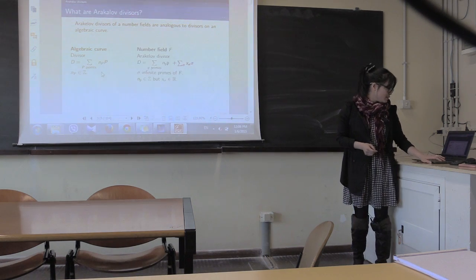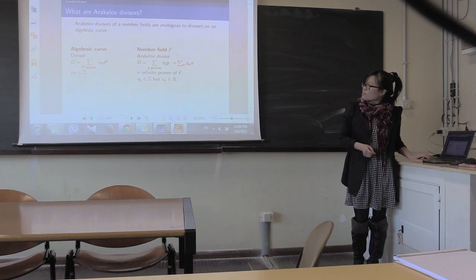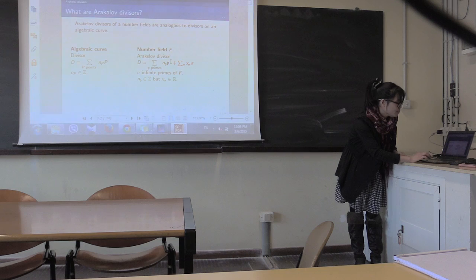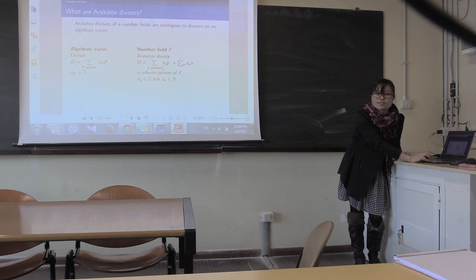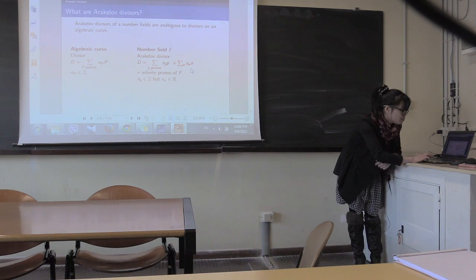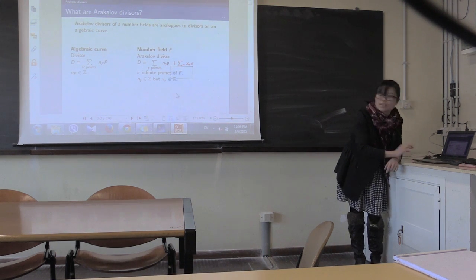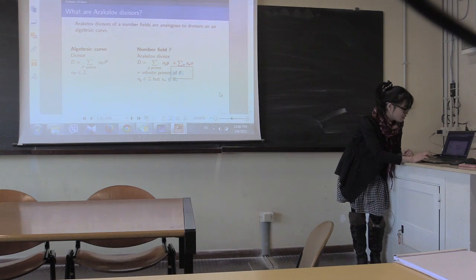And you make a similar one for a number field, but you replace the points on the curve by the prime ideals of F. Here p is a prime ideal of F, and the coefficients np are still integers, but we add the second part with sigma here, the infinite primes of F, but the coefficients are in R.